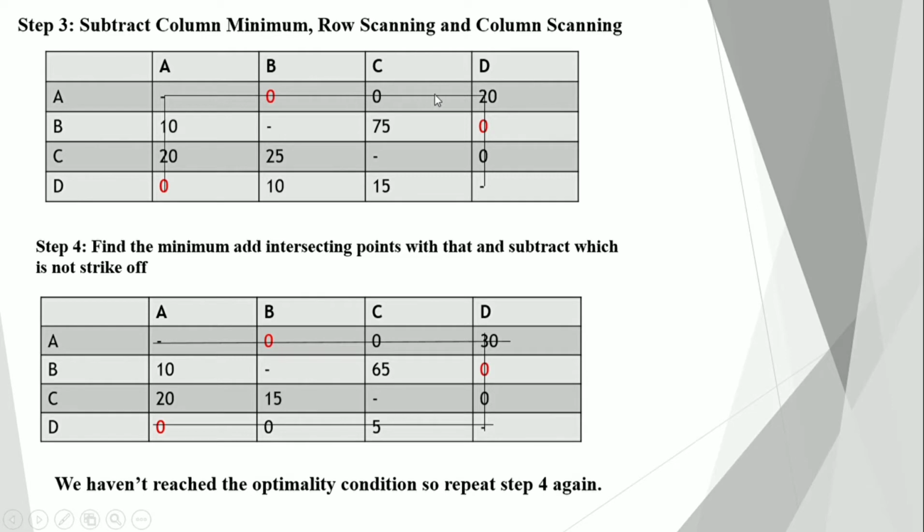So basically, we go from the first row. In the second row, we have a 0 in the D column, so we will strike off this D column and ignore it for the whole problem. There are no zeros in this row and this row. In this row, we have a 0 in the D column, so we will strike off.